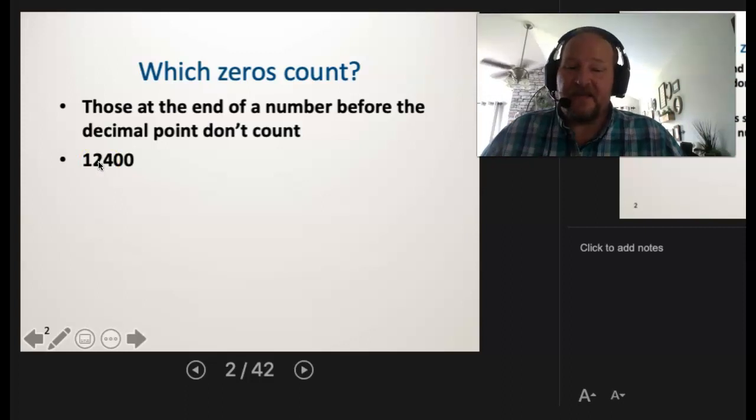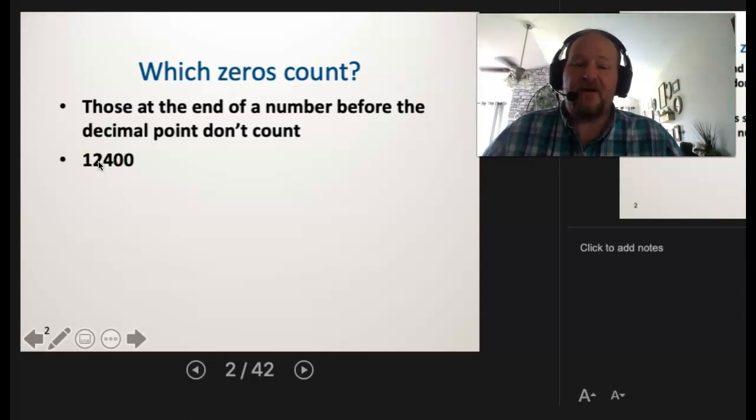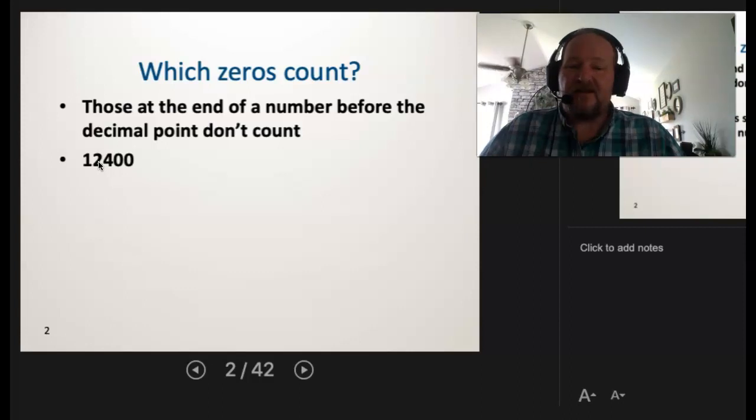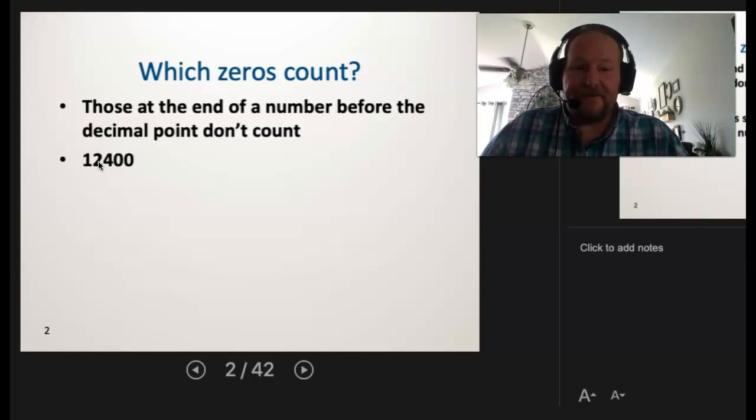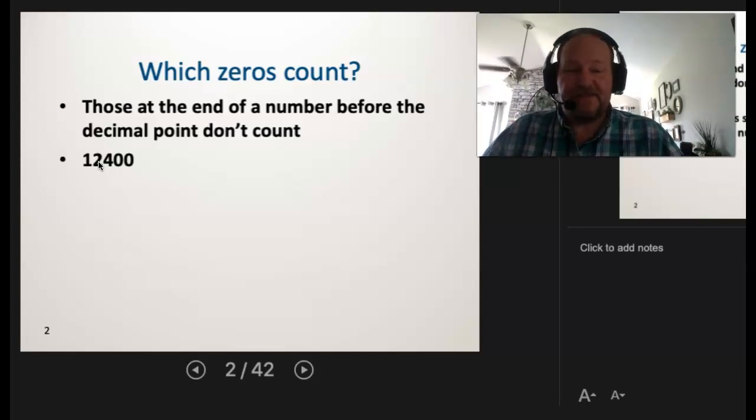I keep emphasizing the place, and I know you don't use that quite often. In fact, you probably learned it back in grade school and haven't seen it since. But I'm going to ask you to get familiar with those, because that's how we're going to determine the estimate and the number of significant figures when we look at calculations.